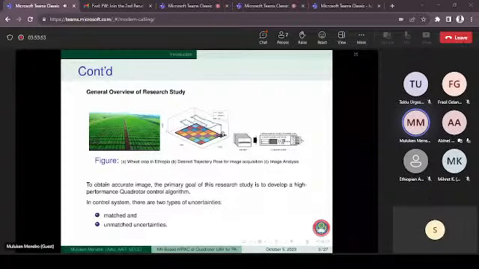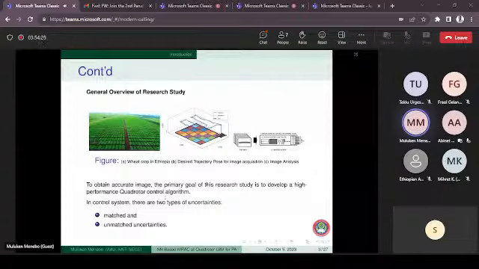As a control researcher, our primary goal of this research study is developing a high performance quadrotor control algorithm for quadrotor weaving. In control systems, there are two types of uncertainty. Those are matched and unmatched uncertainty. Matched uncertainty is like parameter variation or disturbance that is included in the controller design process. So the controller has knowledge about this type of uncertainty. In the case of unmatched uncertainty, they are not included in the controller design, so the controller does not have knowledge about this uncertainty.